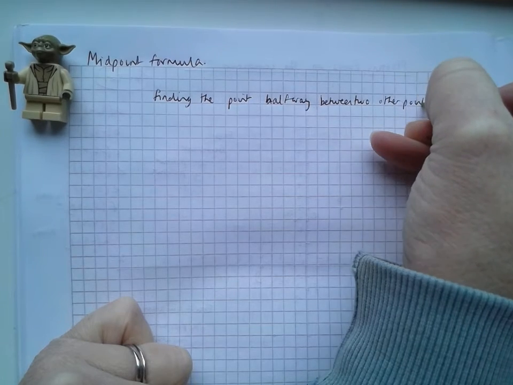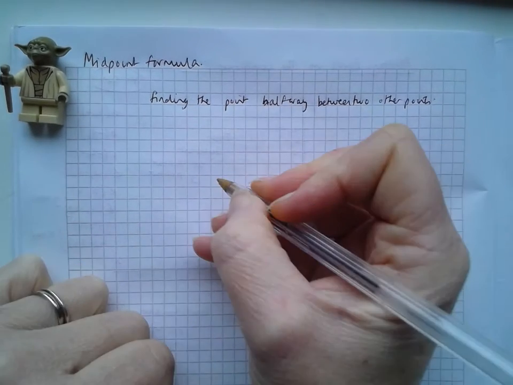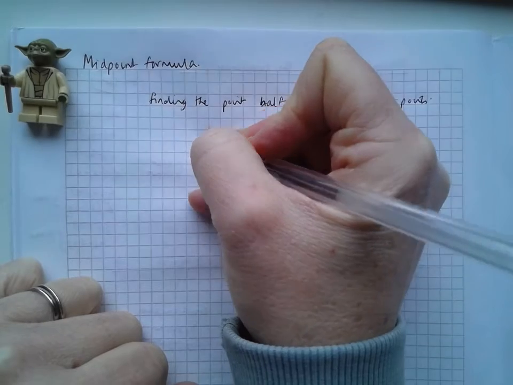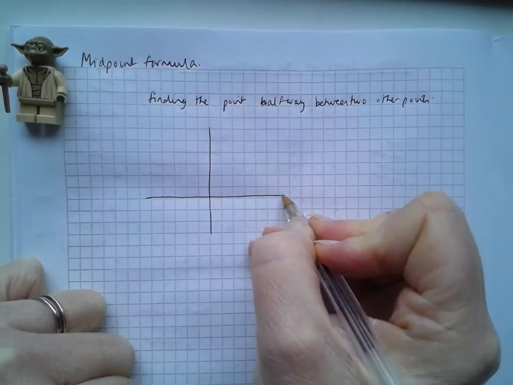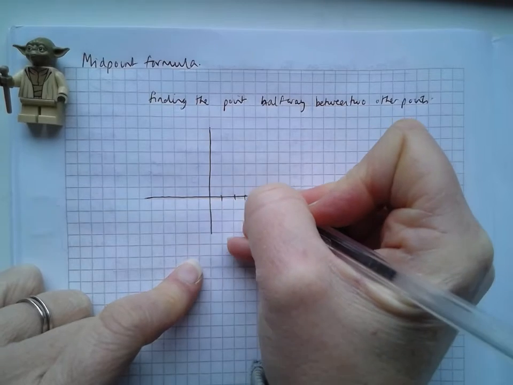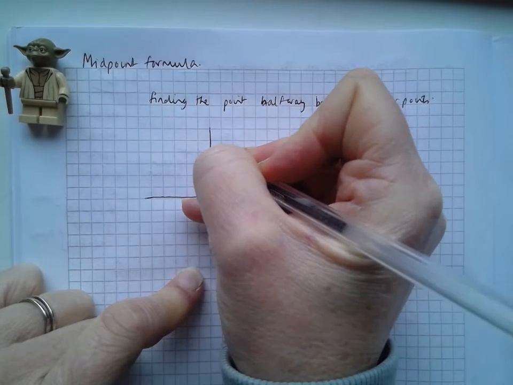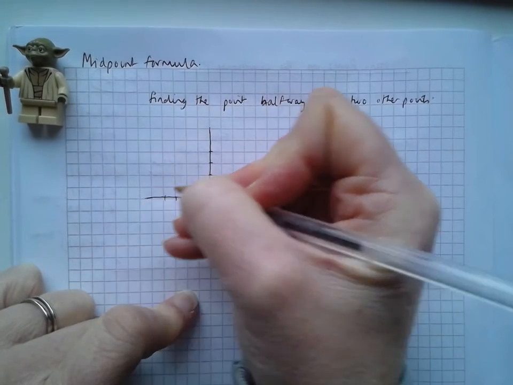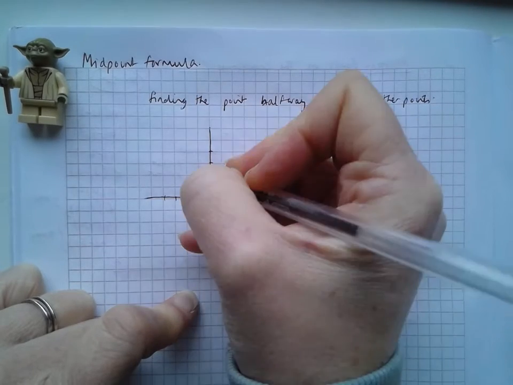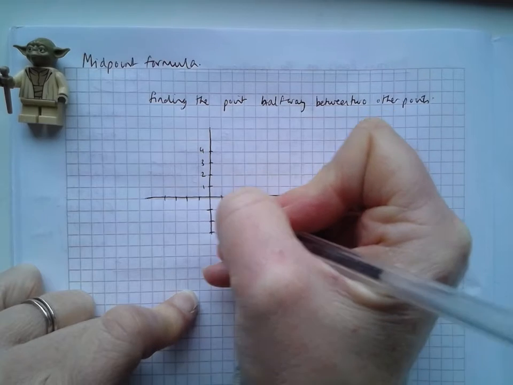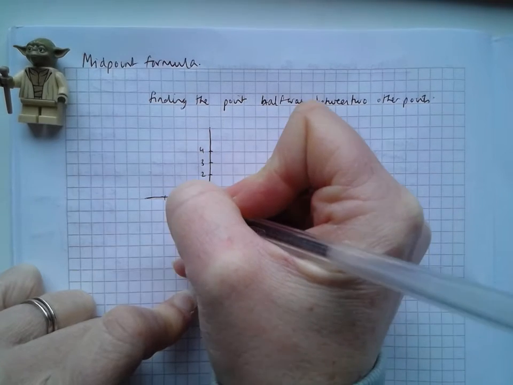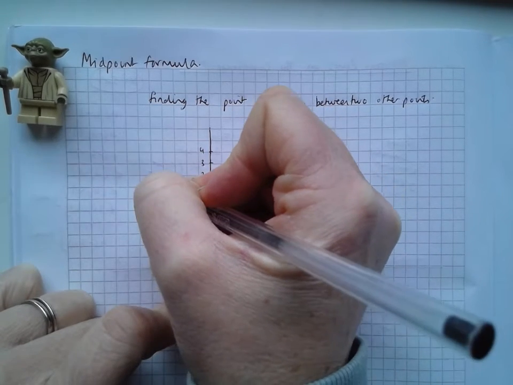So let's draw a quick set of axes here so we can get a picture of what this looks like. This is just a very rough sketch. You wouldn't do it like this, obviously you'd use a ruler and do it properly, but just to give us a picture of what we're doing. So there's our set of axes.